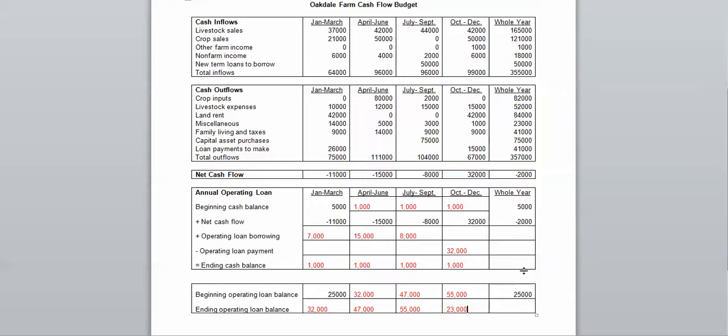If we want to do the whole year column, it just looks like this. Our whole year we borrowed $7,000, then $15,000, and then $8,000. That's a grand total of $30,000 borrowed. We paid back $32,000 in the fourth quarter of the year. Our ending cash balance for the year is $1,000. The beginning operating loan balance for the whole year was $25,000, just like the beginning cash balance for the year was $5,000 here. Our ending operating loan balance is $23,000.